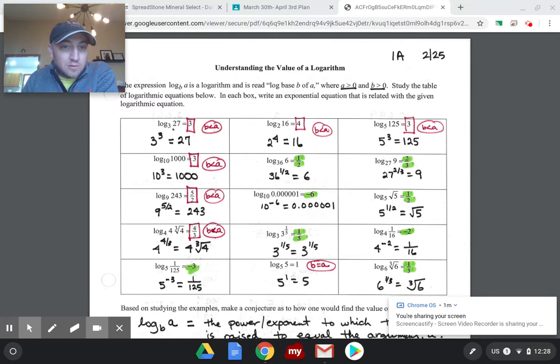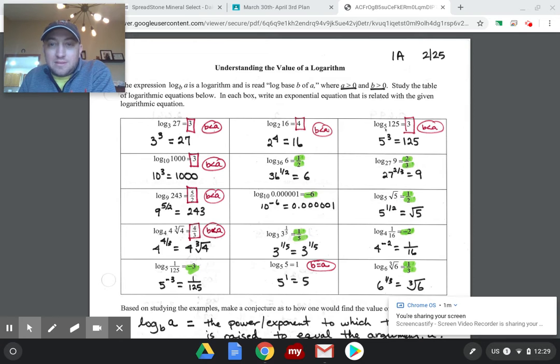It's like log base 3 of 27 is equal to 3. That is rewritten as 3, because that's the base, there it is right there, to the third power is equal to 27. 2 to the fourth is equal to 16. Log base 2 of 16 is equal to 4.